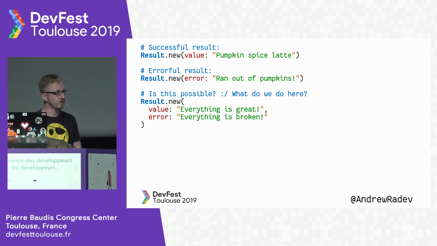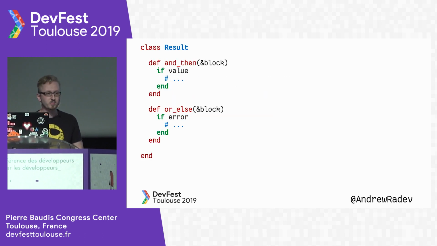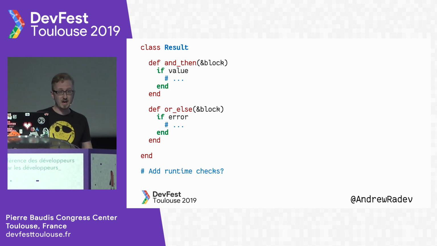I mean, what do we do in this case? What is the logic here? The and-then and or-else methods are both going to be called. Does that break any assumptions? It kind of does, right? But these assumptions are not written down in the code. We could add runtime checks. We could throw an error message saying if there's both a value and an error, explode, right? This isn't supposed to be happening.